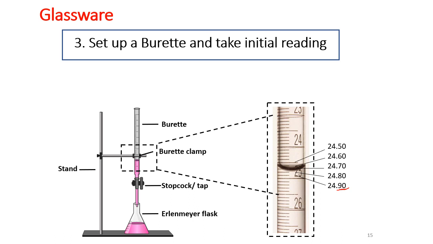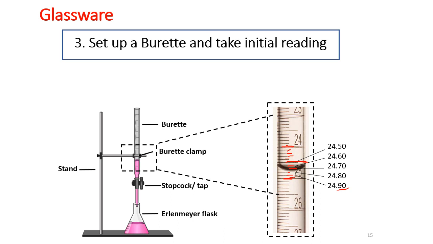So if this is the 24 and this is the 25, so this is 24.1, 0.1, 0.2, 0.3, 0.4, and this one is 24.5 as it appears here. Then 0.6, 0.7, 0.8, 0.9, and this is the 25.